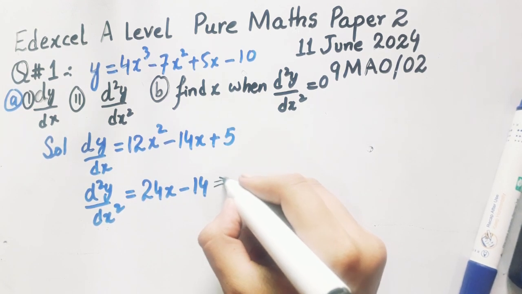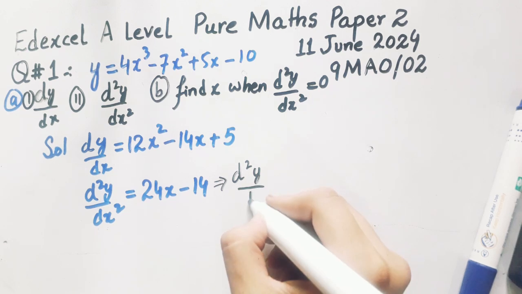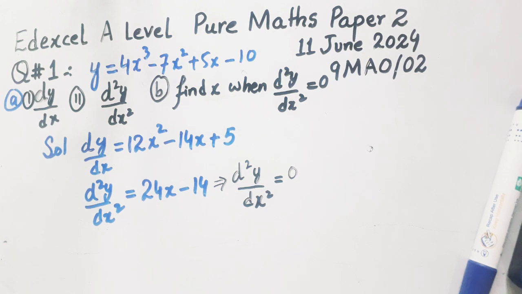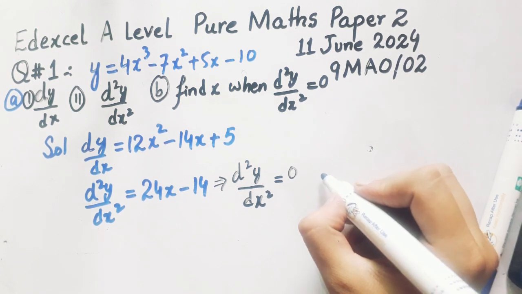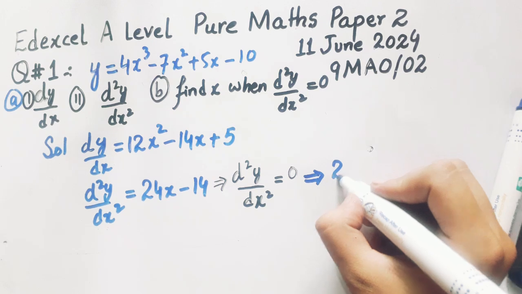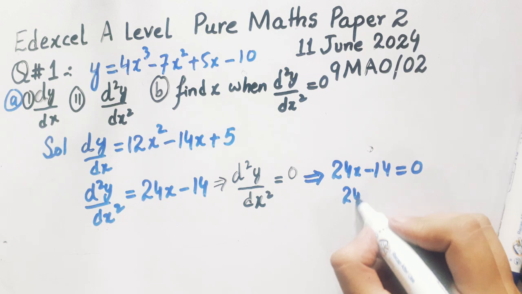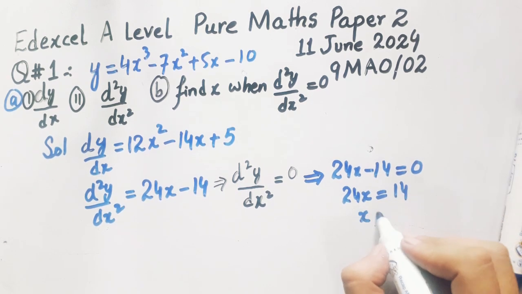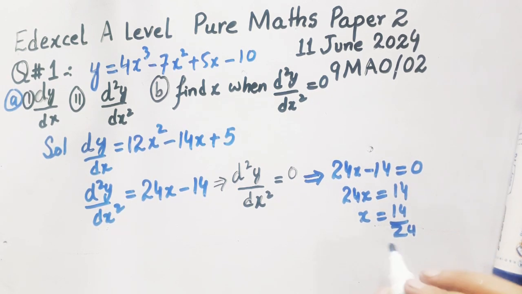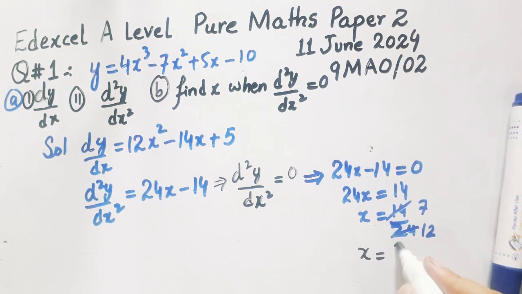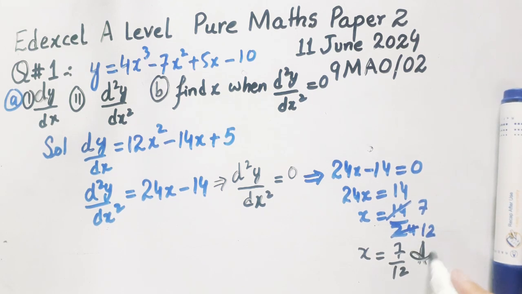Now you have to find the value of x. It means you will put d square y over dx square equal to 0, which implies that 24x minus 14 is equal to 0. Then 24x is equal to 14. x is equal to 14 by 24. Now divide this. 2 7s are 14, 2 1s are 2, 2 2s are 4. So we will get the value of x equal to 7 by 12. So this will be the answer.